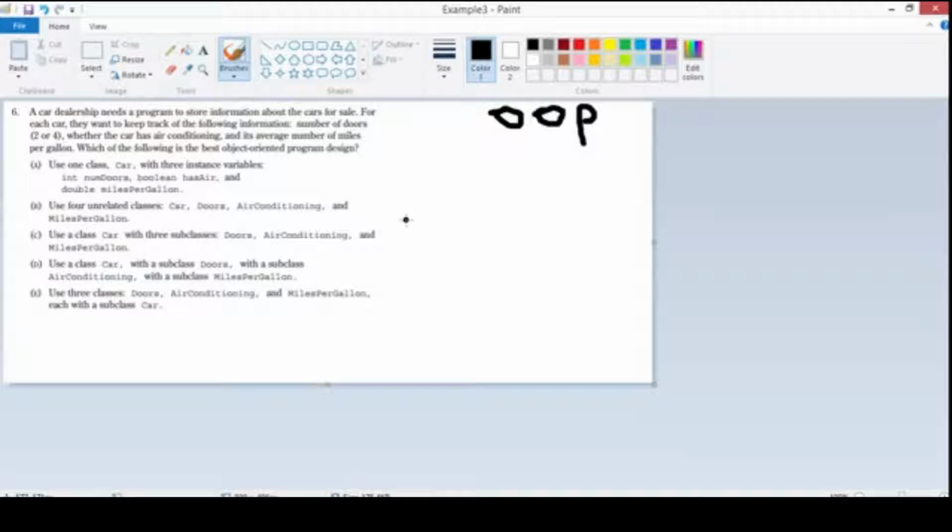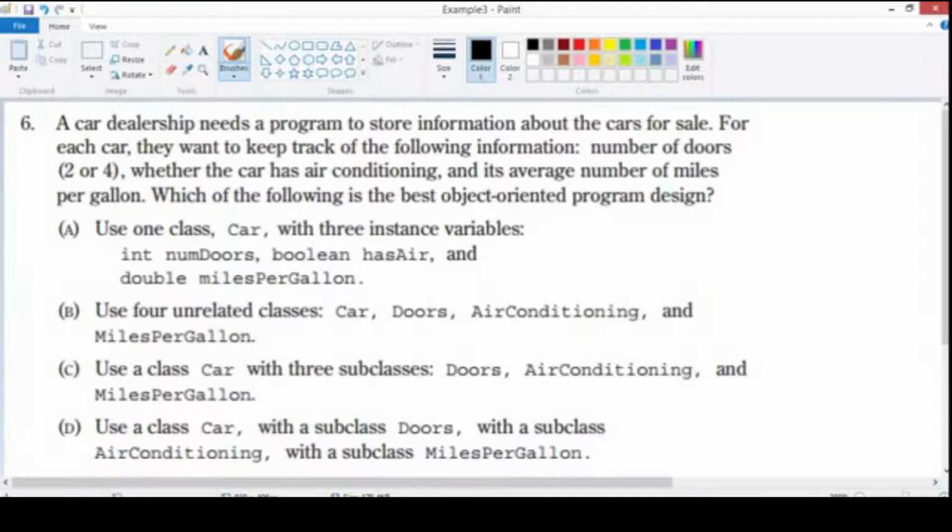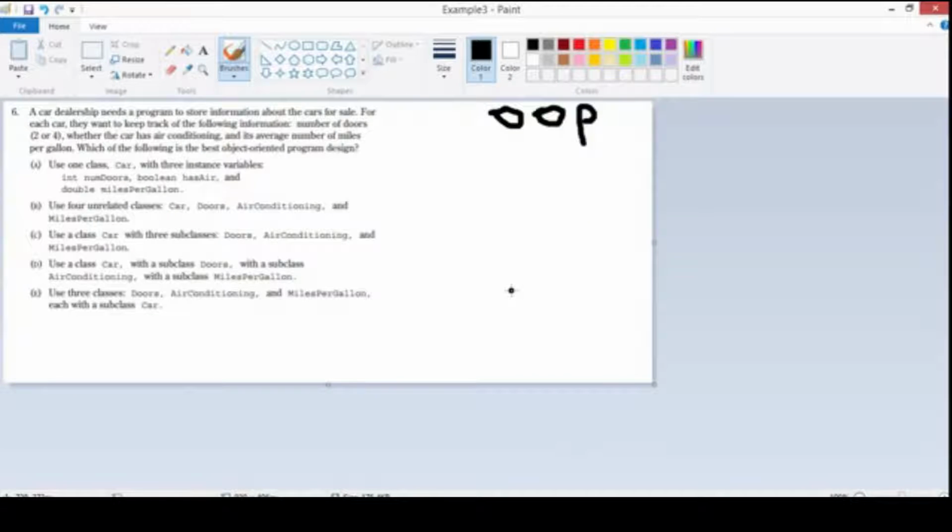So in this instance, a car dealership needs a program to store information about the cars for sale. For each car, they want to keep track of the following information: the number of doors, 2 or 4, whether the car has air conditioning, and its average number of miles per gallon. Which of the following is the best object-oriented program design? So we have 5 options here.